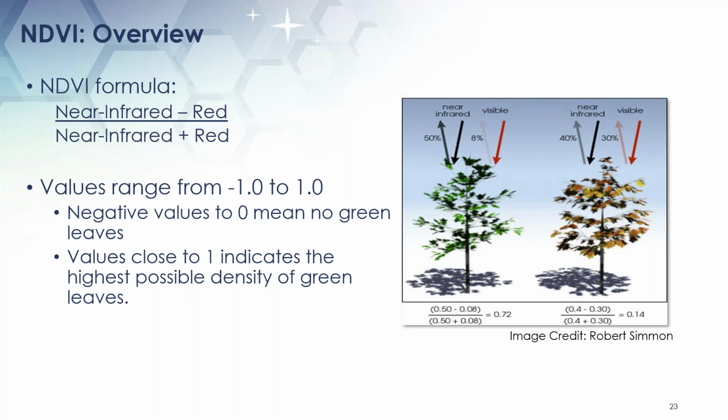The picture on the right shows that healthy green vegetation absorbs most of the visible light, only about 8% is reflected, and reflects a large portion of the near-infrared light, with about 50% being reflected. Unhealthy, sparse, or senescing vegetation reflects more visible light, about 30%, and less near-infrared light, about 40%. You can see the differences in the resulting NDVI values here. So green vegetation is a value closer to 1, while brown vegetation has a value closer to 0.